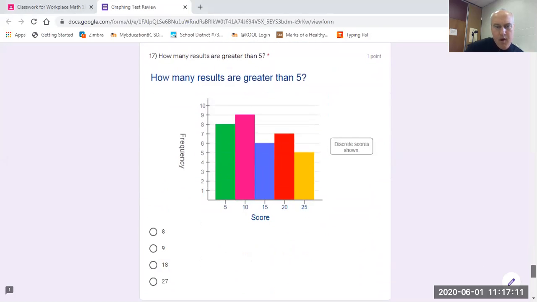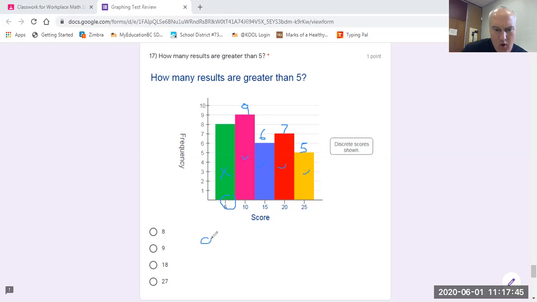Now, this one here is very similar, but it's asking how many results are greater than 5. So basically this is 5, and so it needs to be greater than that, so this one doesn't work. But these 4 are all greater than 5, so we have to add all of these ones up. So if I look at how many people were 10, well, there was 9 of them. There were 6 people that were 15. There were 7 people that were 20, and there were 5 people that were 25.